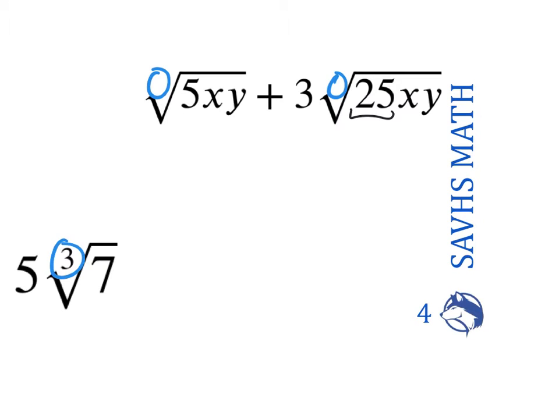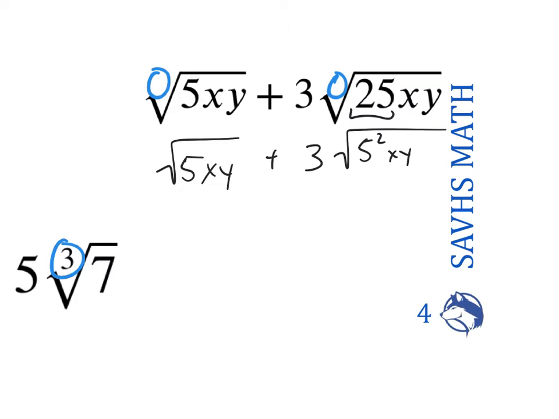So let's do a little simplifying here, but then I think we're going to find that we're not going to be able to simplify this. So 25 is 5 squared, so I can rewrite this as 5 squared xy. Okay, so that's all fine. This side, there's not really anything I can do here, so I'm just going to rewrite it, 5xy.